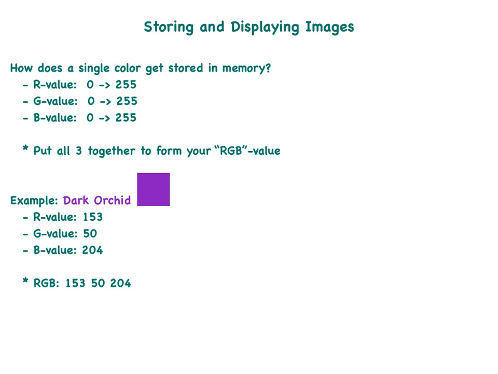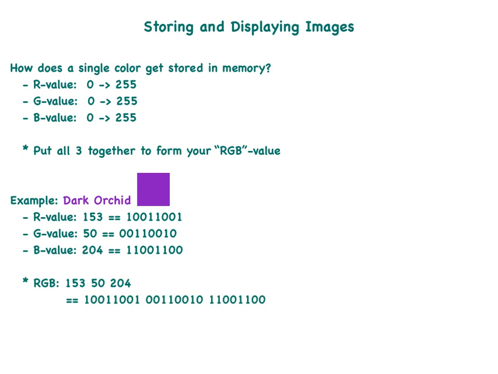To take this even deeper, recall that in memory, we don't store decimal numbers. We don't use the decimal number system. In computer memory, we use the binary number system. So specifically, this number would be stored for the R value. This binary number would be stored for the G value. And this binary number would be stored for the B value. Put those three binary numbers together and you have your RGB value in binary form, a 24-bit number. This also explains how a single pixel gets stored in memory, because remember, a single pixel stores only a single color.